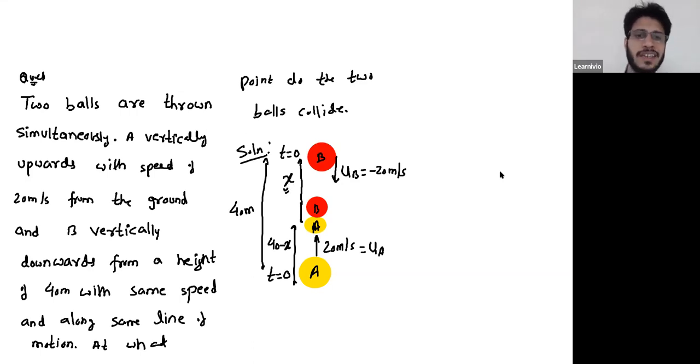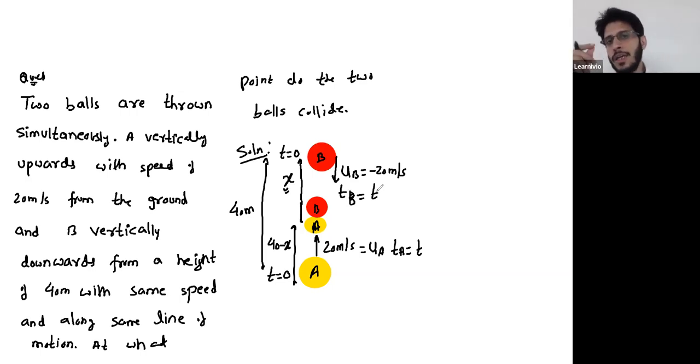Now, can you guess the time taken by B and the time taken by A? It would be same or would be different? Same. It would be same. So time taken by A is T, time taken by B is again T. So the time taken by both the bodies is same. It's T1.